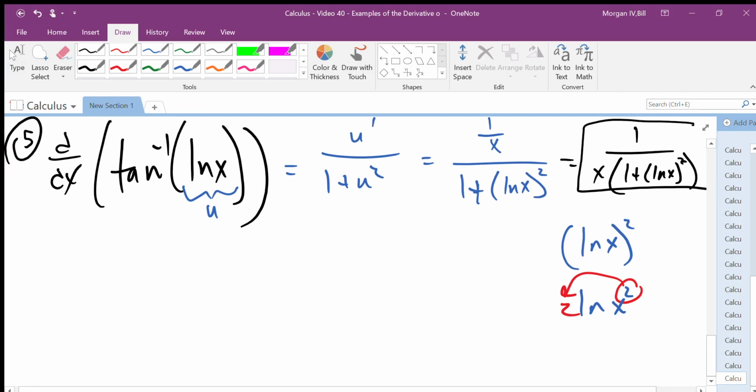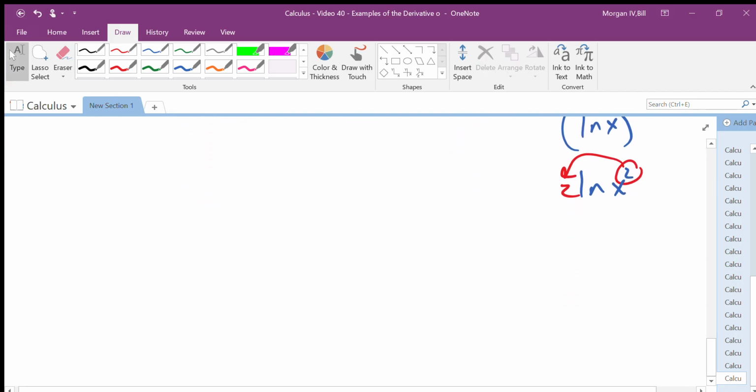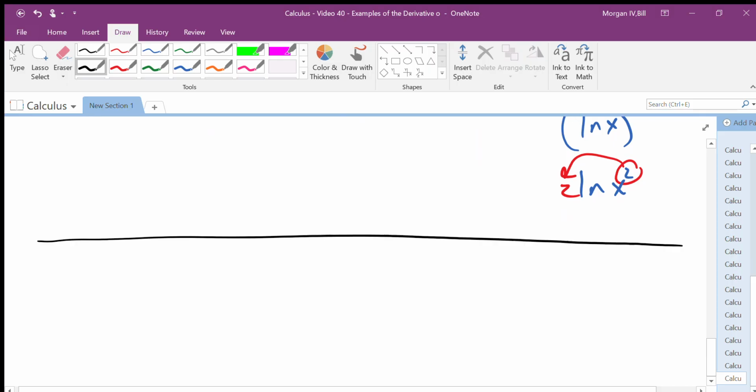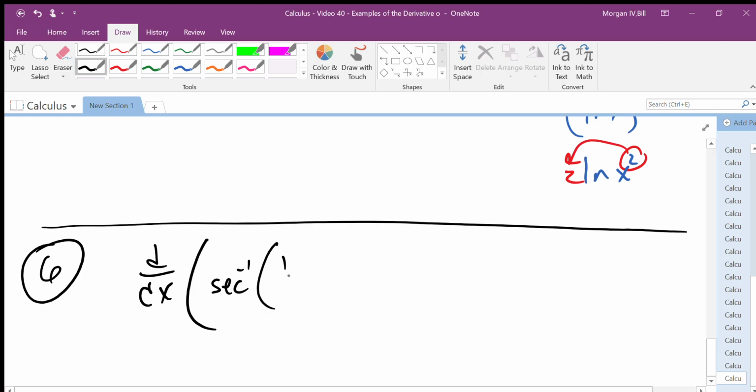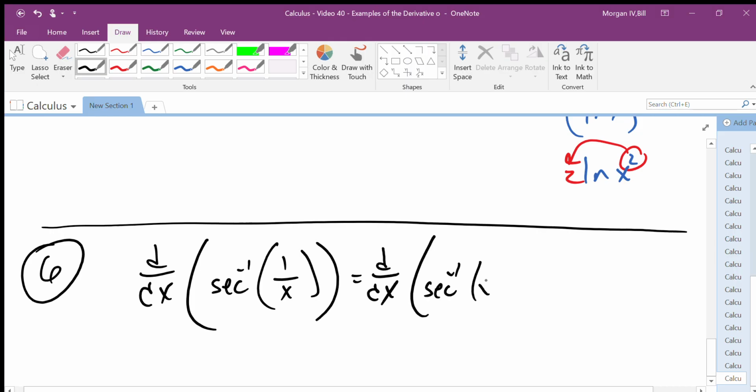Okay, and finally, number 6, the derivative of, I think we did one inverse secant. Let's do another inverse secant. The derivative of the inverse secant of 1 over x, which maybe we will rewrite as the derivative of the inverse secant of x to the -1, just to make that derivative a little bit easier.